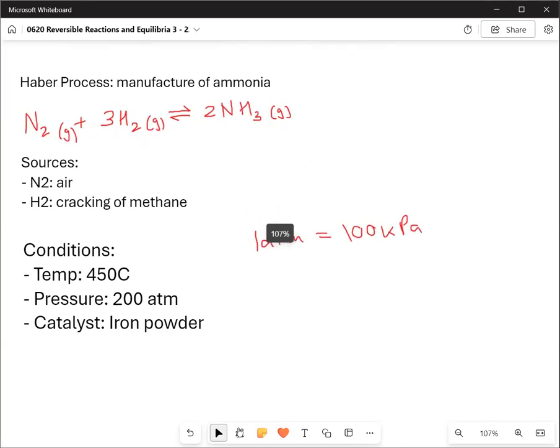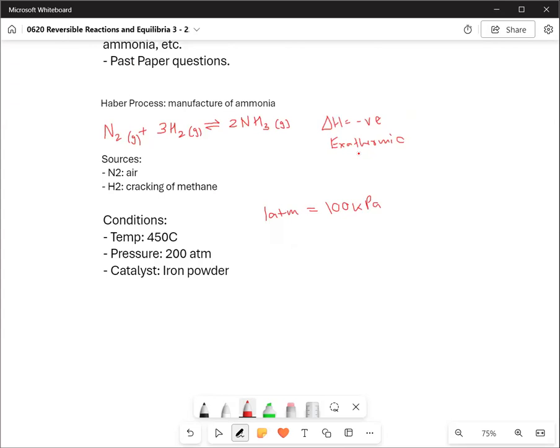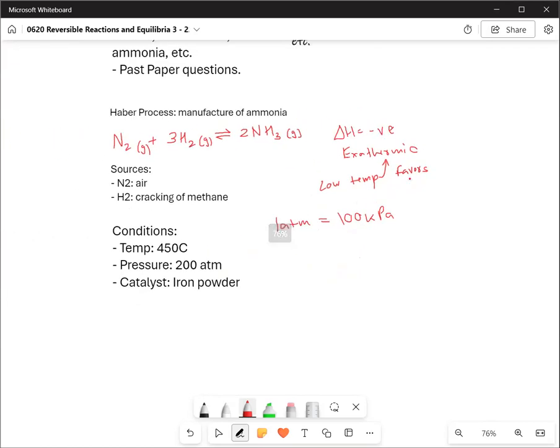Now, the Haber process is an exothermic reaction. Delta H negative. If it's exothermic, then tell me, which temperature favors exothermic reactions? Low temperatures. Exothermic is favored by low temperature. But why are we using a high temperature then?